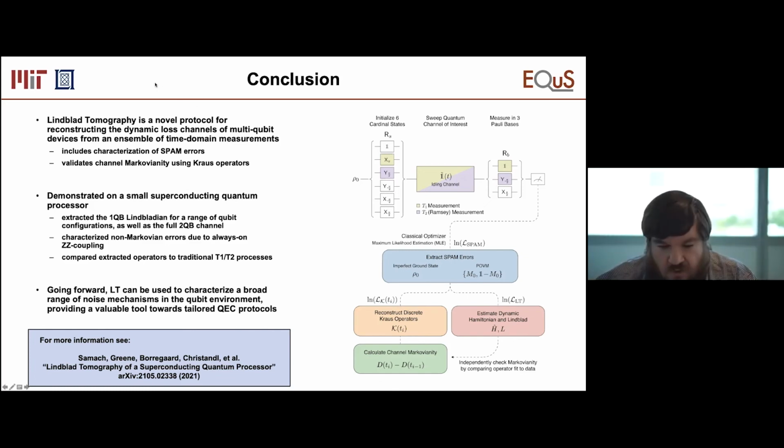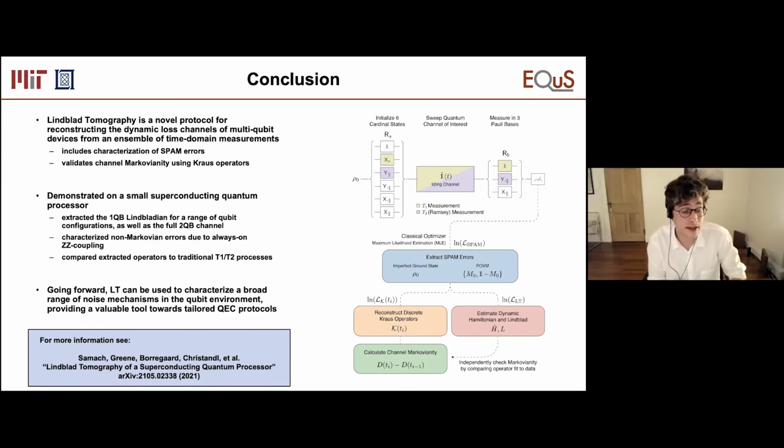Thanks very much, Gabriel. There's a couple of questions in the chat. The first one's from Siwi. She's asking, in the maximum likelihood estimation step, is it straightforward to do the minimization, or do you find yourself landing in local minima?